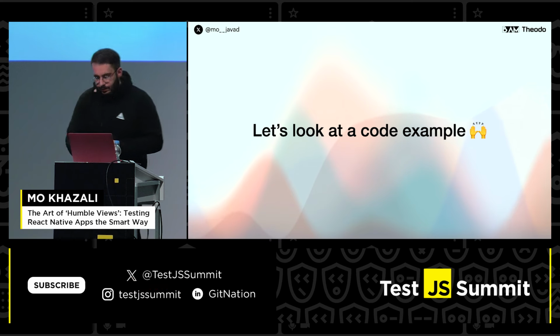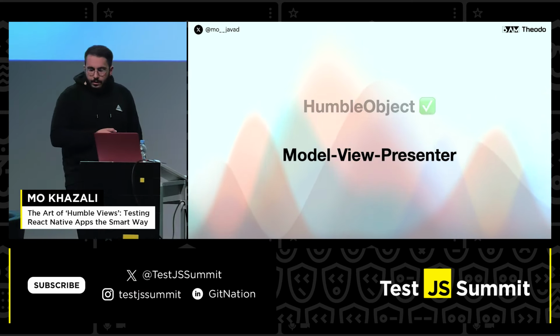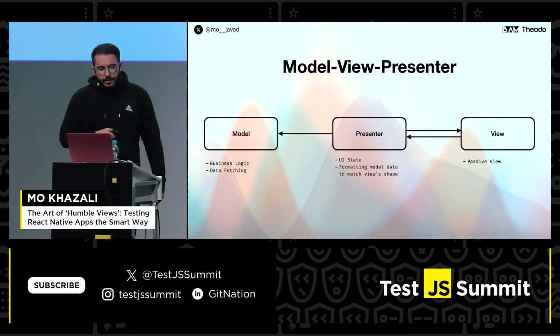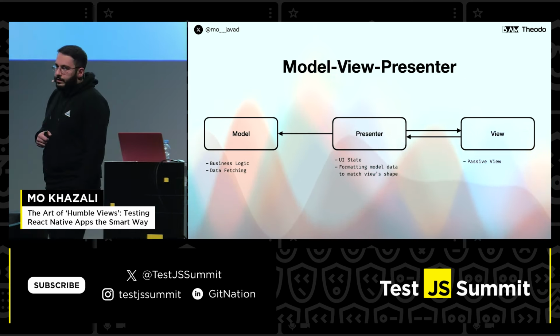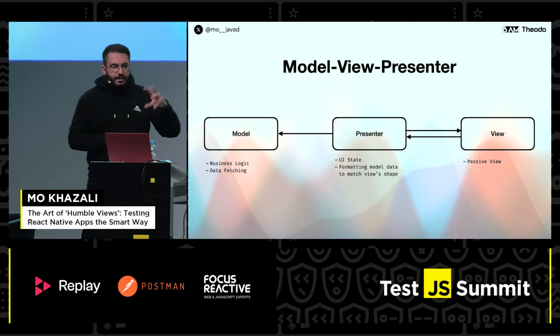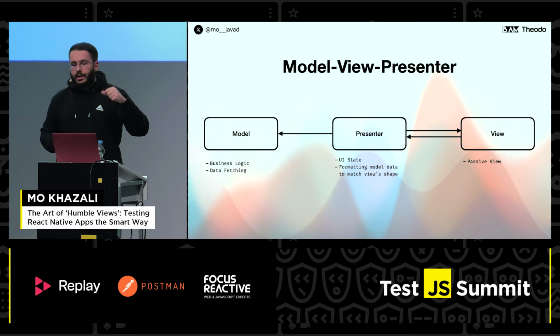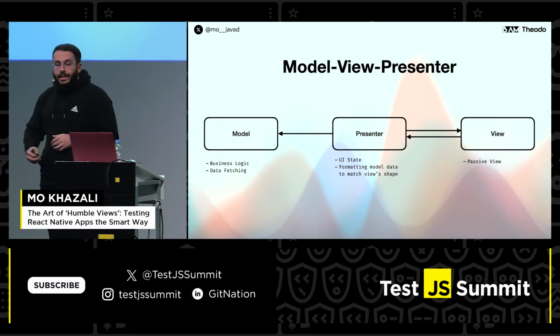Cool. So that is the humble object model. Let's look at the model view presenter. So this is an MVC-like architecture that GUI libraries will use. And it's basically separating out parts of your GUI. You've got the model, which contains the business logic. It contains data fetching. And then you've got the view.